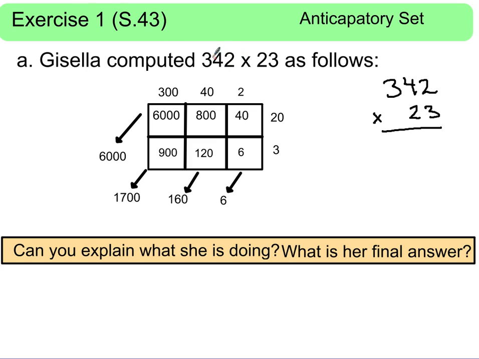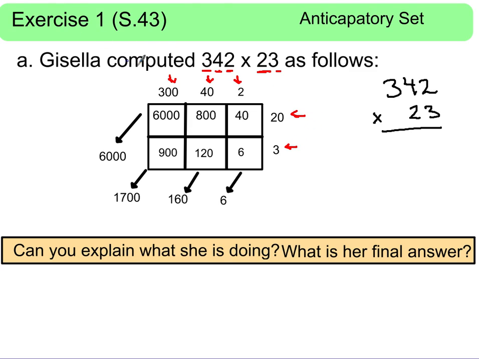But in this version, what we want the students to observe is what Gisela is noting as her 342, this being the hundreds place, which defines her 300. The 42 or the 40 here, and the 2 for the ones place. And the same thing for the 20 represents the 2, and then the 3 represents the 3 in this location. So what are we seeing Gisela do?